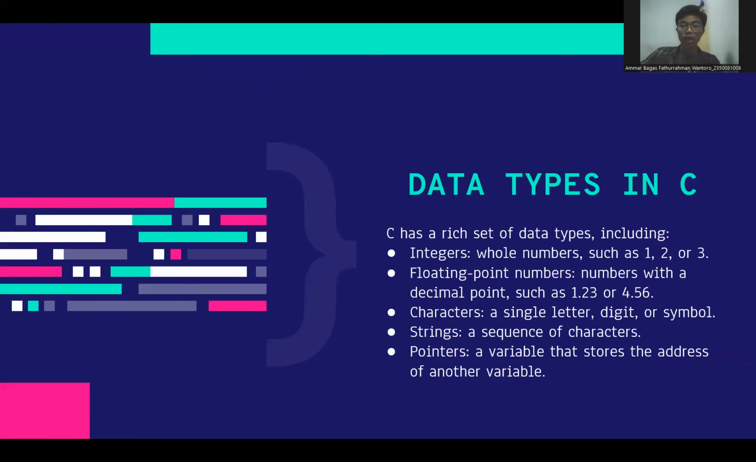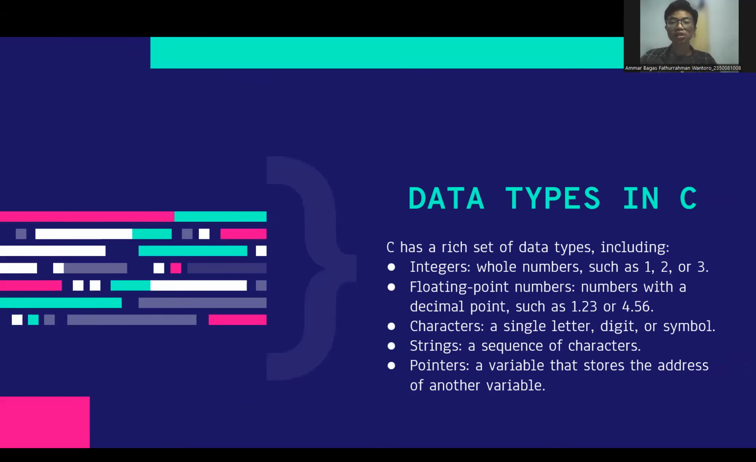So next slide is data types in C. C has a rich set of data types, which are used to represent different types of data. Here are some of the most common data types in C: integer, floating point numbers, character, string, and pointer.